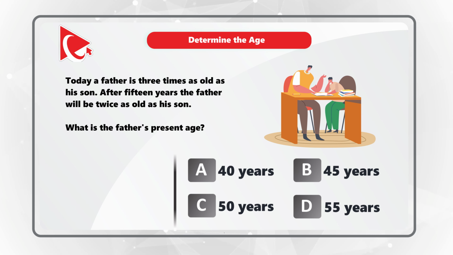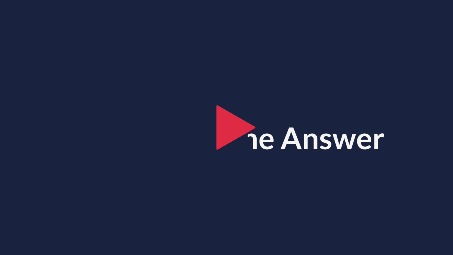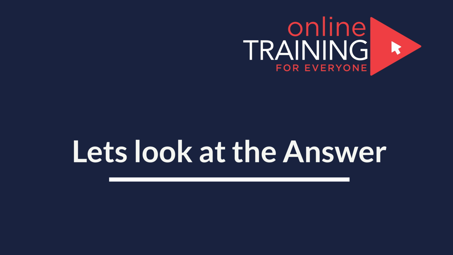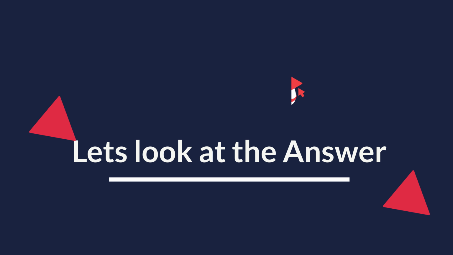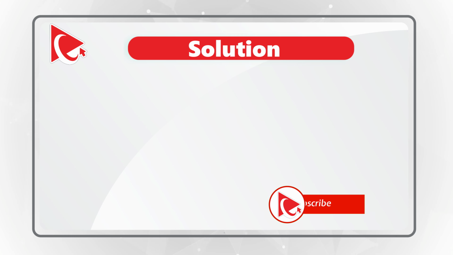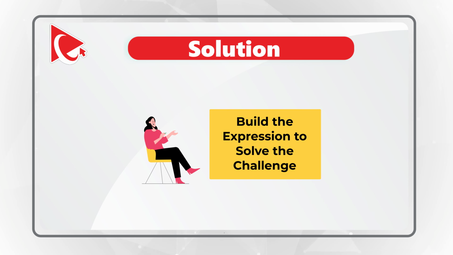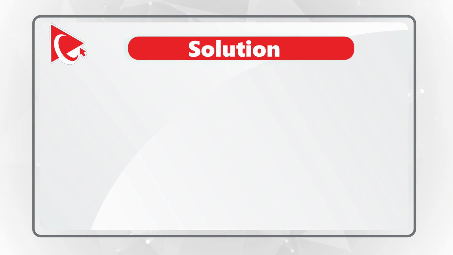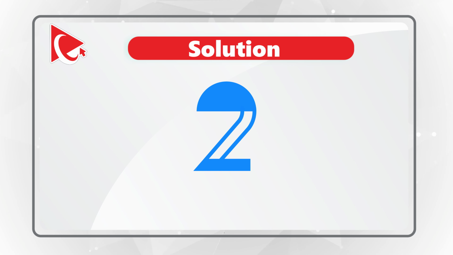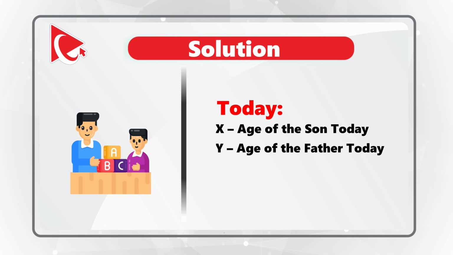Do you see the answer? Give yourself a little bit of time to see if you can come up with the solution. One of the ways to solve this problem is to take the number from the solution and see if it will work the math. But instead of doing that, we're going to build the expression and calculate the father's present age. In the first step, we're going to introduce 2 variables. Variable x will represent age of the son today, and variable y will represent father's age today.